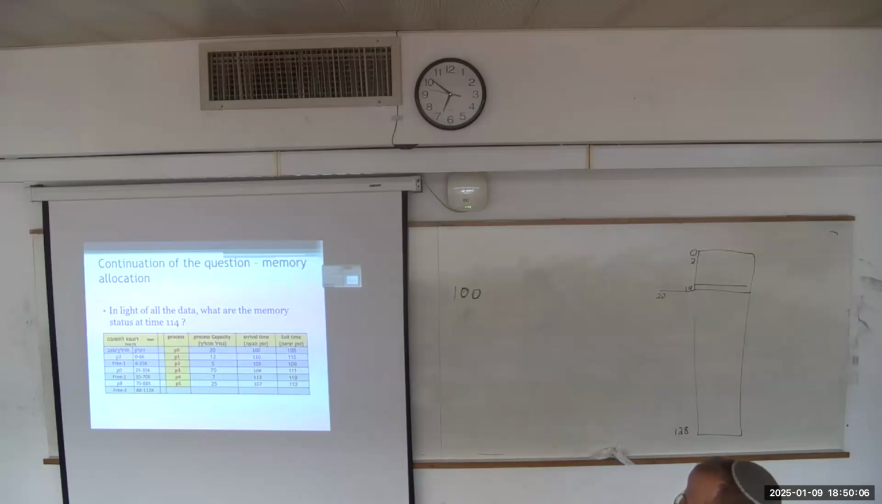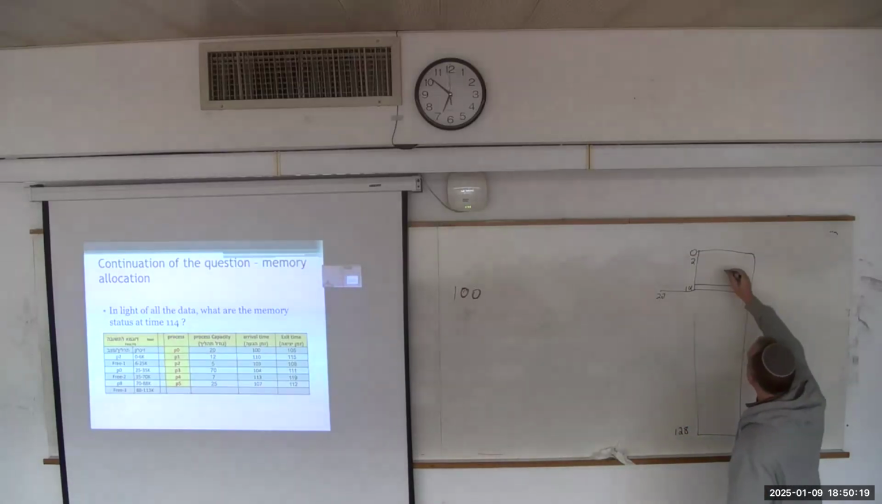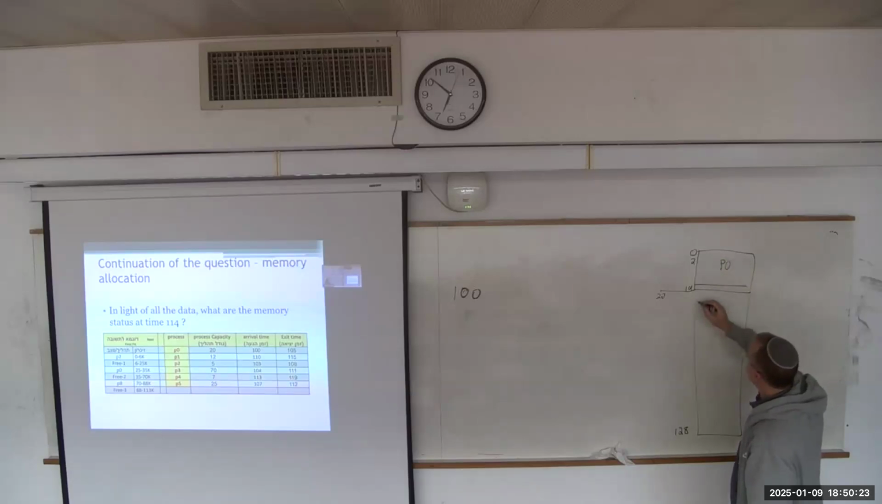Next one arrives at 103. Next one arrives at 103, takes 5, and he's still there, right? Yeah. So he takes 5. Wait, let's write his number. This is P what? P zero. P zero. Now P1 takes up P1 takes 5.